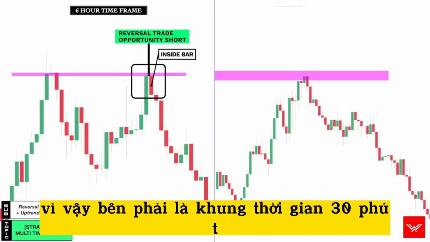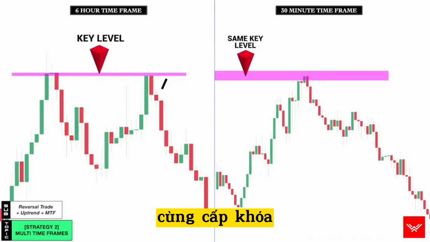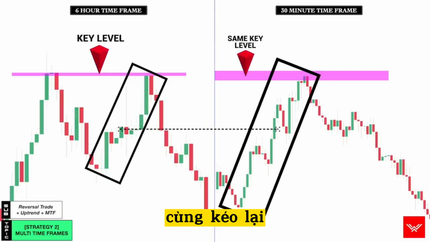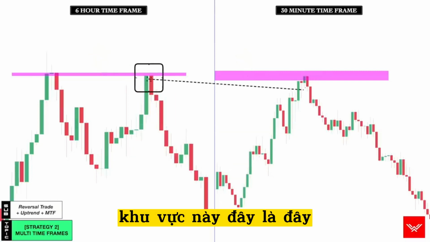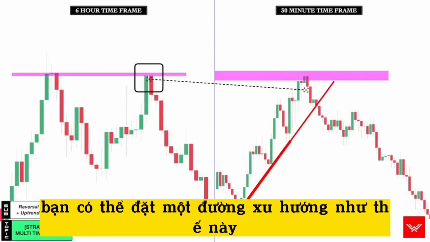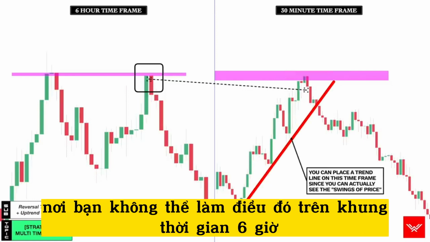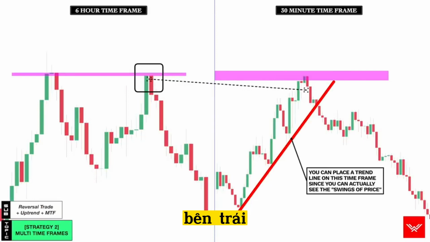So then on the right is the 30-minute time frame that was used for an entry point. Same key level, same pullback. This area here is this same area here. Now on the 30-minute time frame, you can place a trend line like this due to the swings of price being visible, where you couldn't do that on the 6-hour time frame on the left.